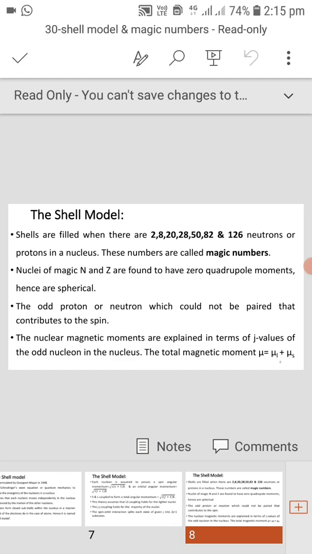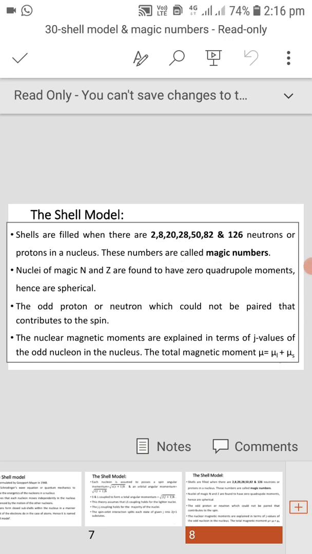In the shell model, each shell is filled when the number of neutrons or the number of protons in a nucleus is equal to 8, 20, 28, 50, 82 or 126, and these numbers are called the magic numbers. Nuclei with such magic numbers of neutrons or protons are found to have zero quadrupole moments. Hence, they are spherical in nature.